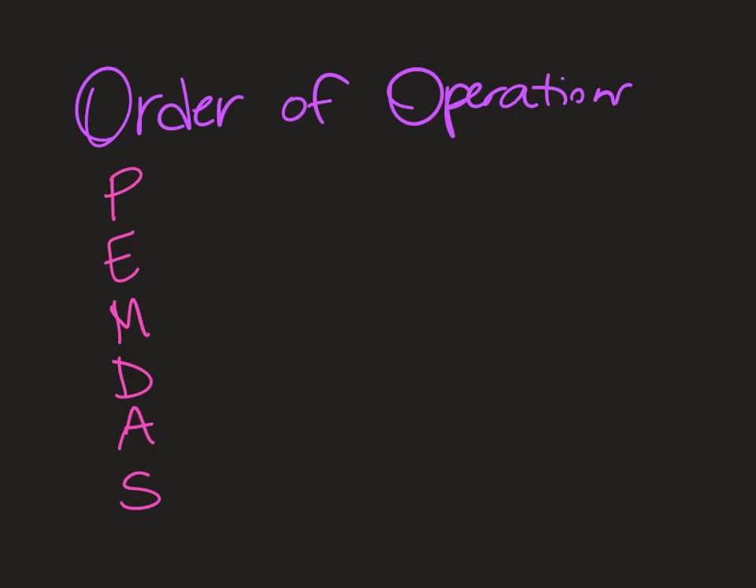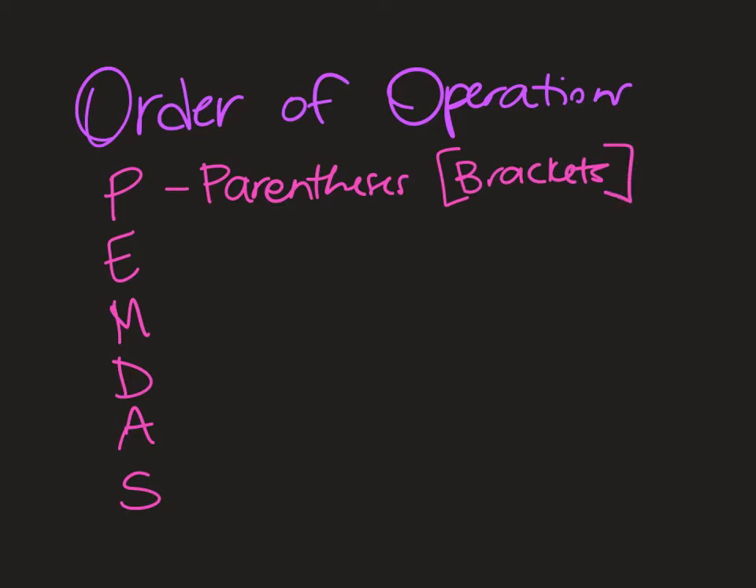So we know that we check first for parentheses, okay? And that can also mean brackets. Any kind of grouping symbol can apply there. So we look to see, do we have any of those? The next thing we're going to look for are exponents. We need to see, do we need to clean those up?